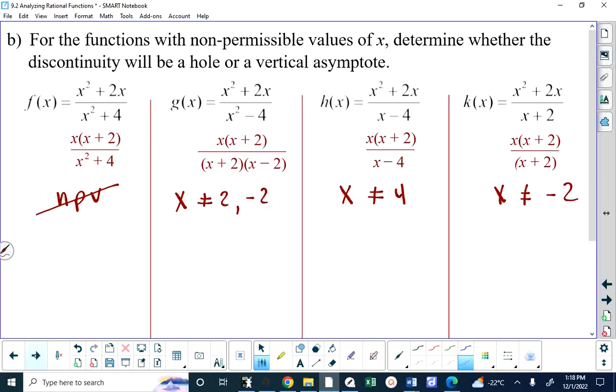Okay. You'll notice that what I did is I factored everything, and you should factor everything right now as well. If I factor x squared plus 2x, I can factor a common factor of x out. So the top or numerator of this rational expression becomes x times x plus 2. We already know what the bottom of g of x is factored because we factored it to solve for the non-permissible values. The bottom is x plus 2 times x minus 2. And the numerator, again, we can factor an x out.